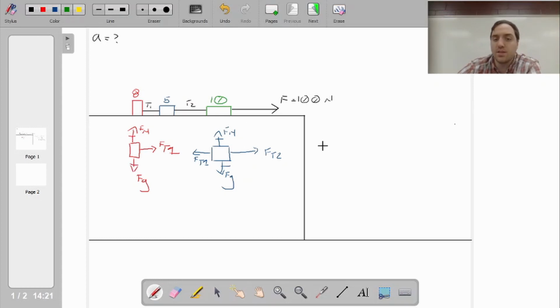The 10 kilogram block is the last one, and it's going to look almost identical to the blue, but instead of T2 being on the right, it's going to be on the left. And the 100 newtons is over here.